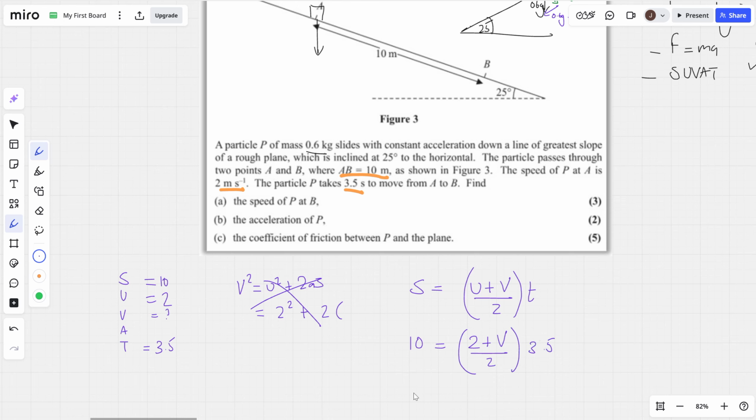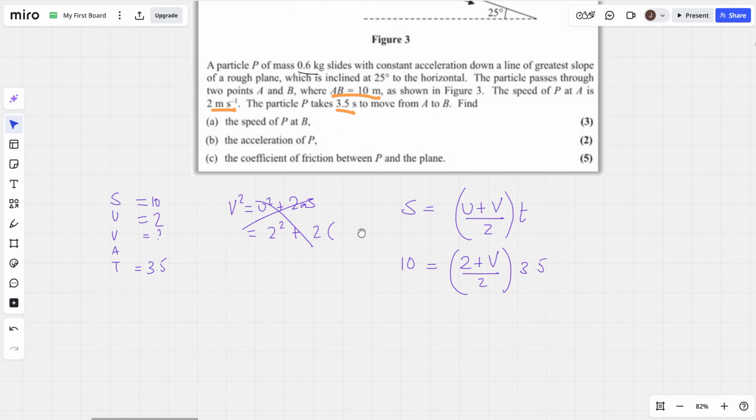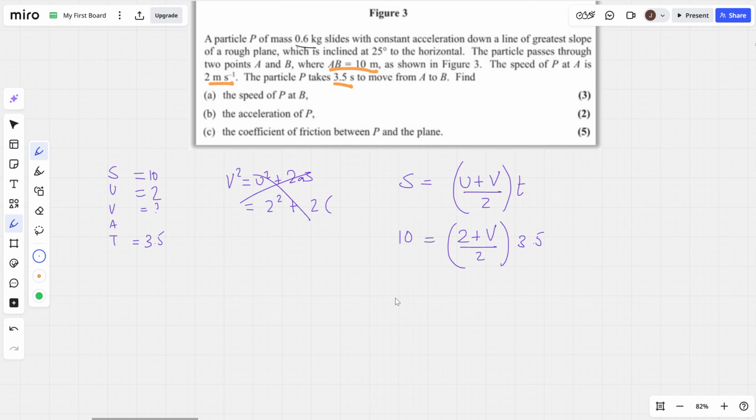So if I do, let's move down a little bit. So if I do 10, well, let's just do a few steps at once. So if I do 2 times 10 divided by 3.5, and then I take away the 2, that should be my V figure. So I'm dividing by the 3.5, I'm multiplying by the 2, I'm taking away that 2 to leave the V on its own. So I've got 20 in effect. 20 divided by 3.5, take away 2, gives me an exact answer of 26 over 7, which is 3.71.